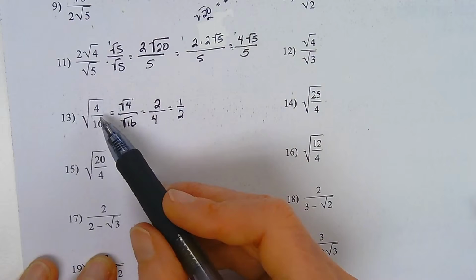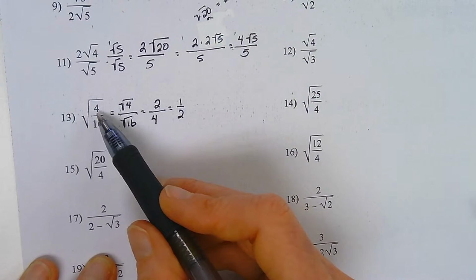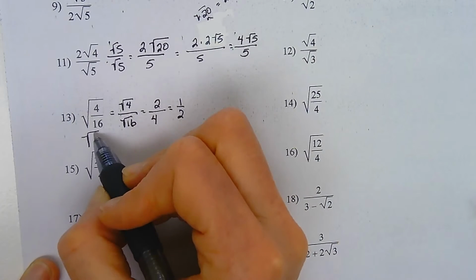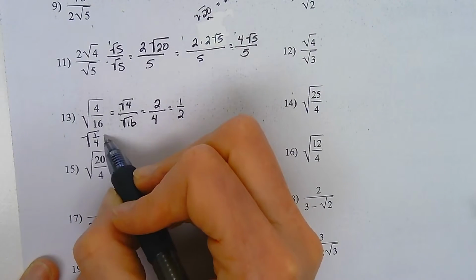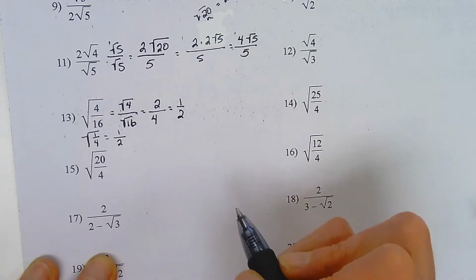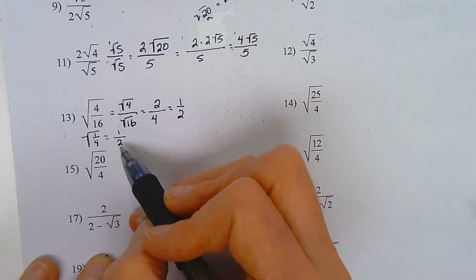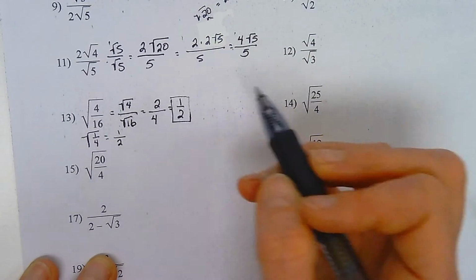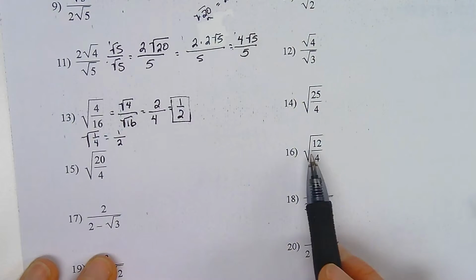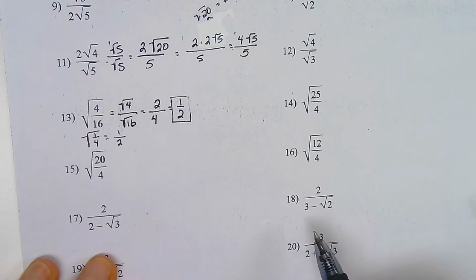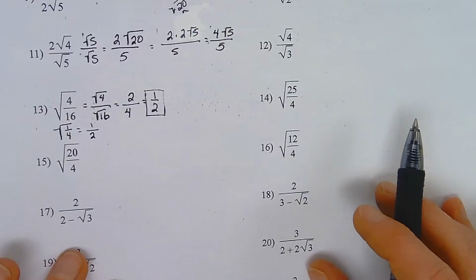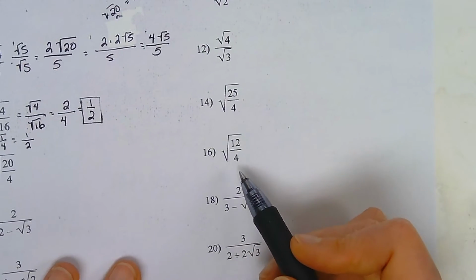I could also just directly simplify what's in here to 1/4, and that would be the radical over 1/4. And then I can take the square root of 1 and the square root of 4, and I would still get 1/2. There's more than one way to simplify, often with these radicals. I'll leave 14, 15, and 16 to you. Actually, I think I'll do number 16 because it's a little different.